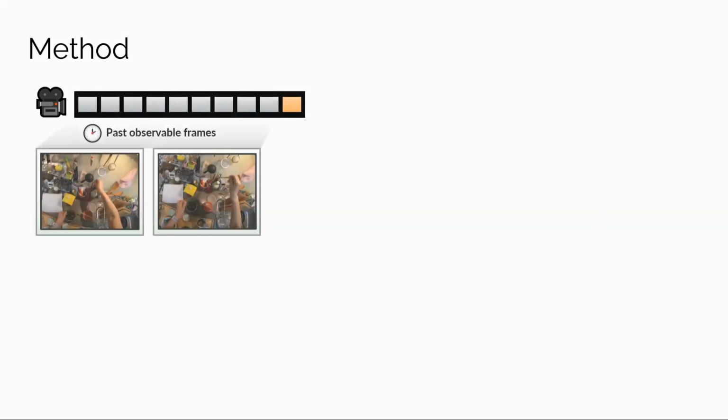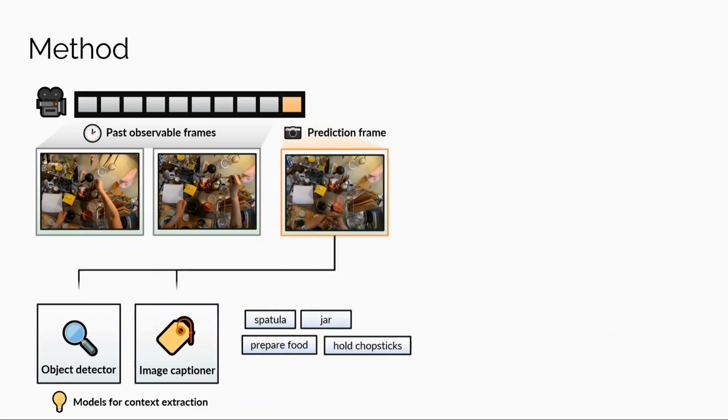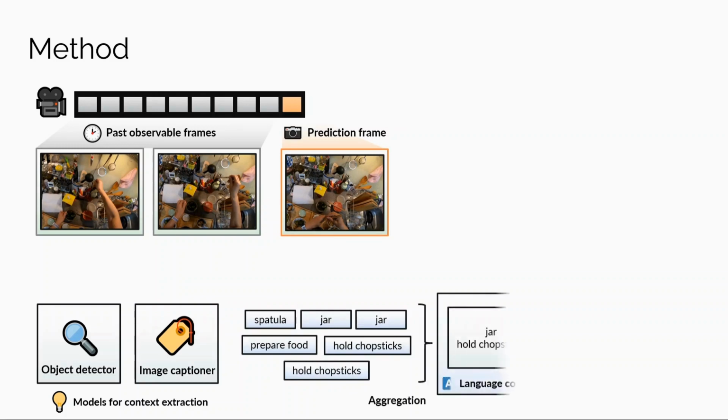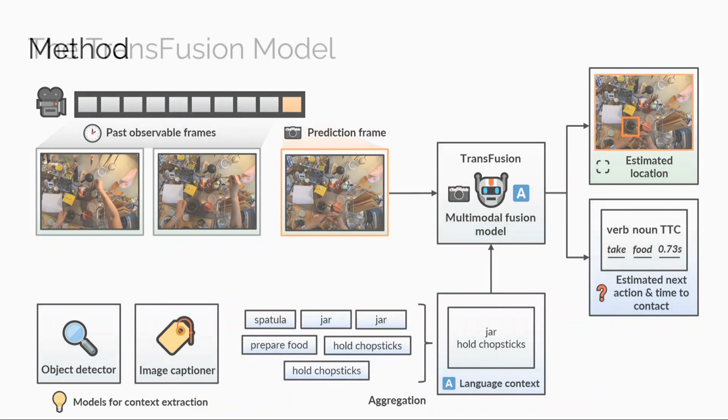We first use off-the-shelf vision language models to extract action descriptions from past frames, together with a list of task-relevant objects. We then aggregate the result over multiple frames to obtain more stable language descriptions. The summarized language context is subsequently forwarded to the TransFusion model, together with the prediction frame, to obtain the outputs.